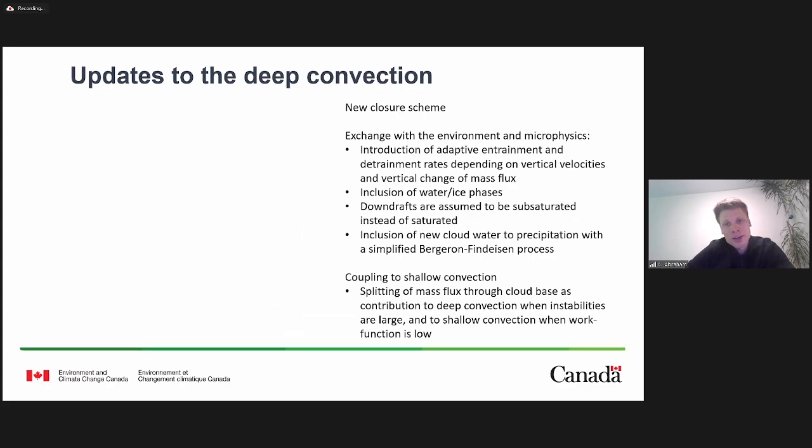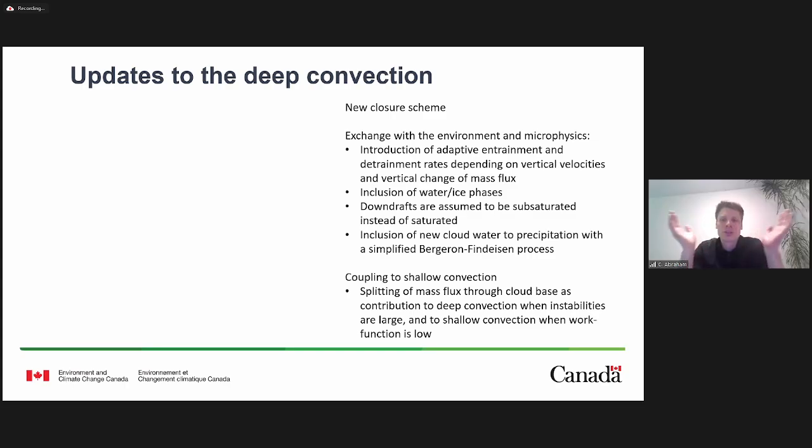Going towards the new deep convection code, we introduced a new closure scheme in which we better relate the kinetic energy that is associated with an instability to the mass flux through the deep convective cells. The work is now more related to LES simulations and it's much closer to what we believe is reality. We introduced a different scheme for the exchange with the environment and some extra microphysics. We now have adaptive entrainment and detrainment rates, which depend on the vertical velocities and the vertical change of mass flux within a deep convective cell.